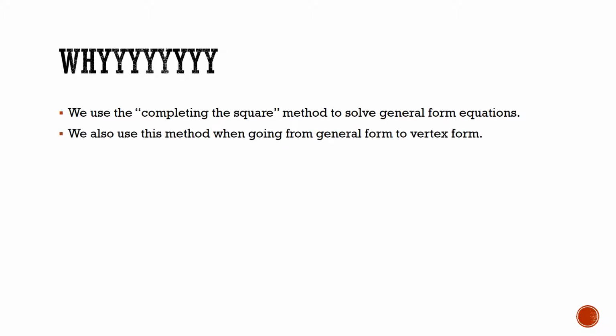We also use it when we go from general form to vertex form. Remember that vertex form is that transformed form, like y equals a(x minus h) squared plus k. Now we know how to go from general to factored. We know how to go from vertex to general. We can go from vertex to general to factored too. So this was the last one, going from general to vertex. Oh, we know how to go from factored to general. If I didn't already say that, I don't know.